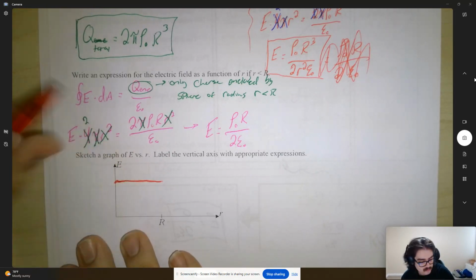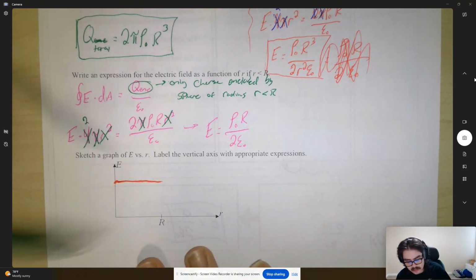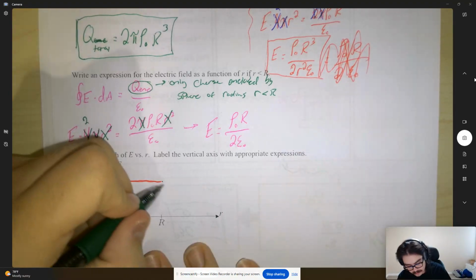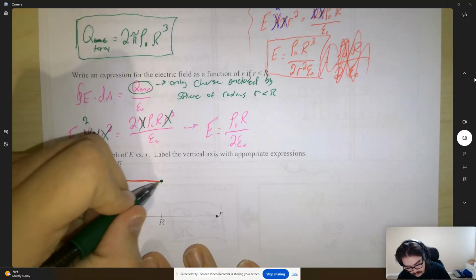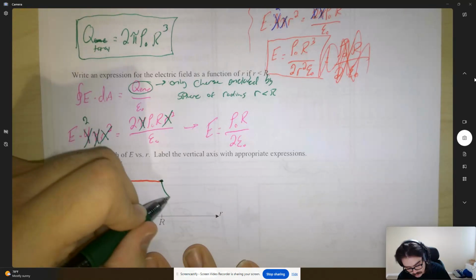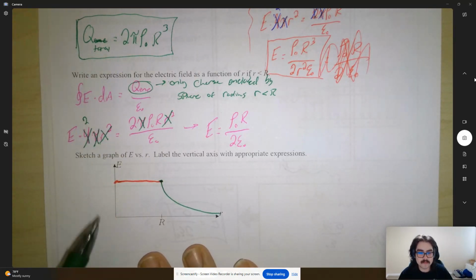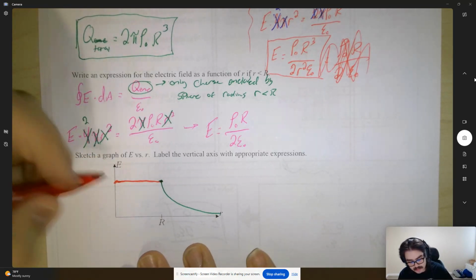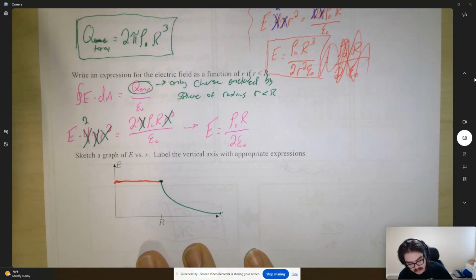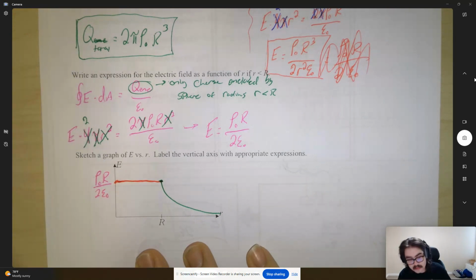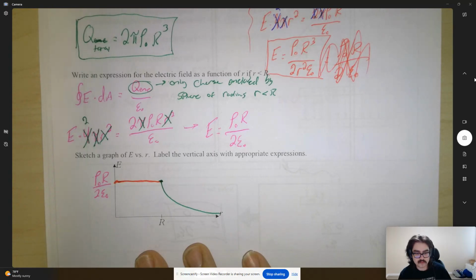until you hit the surface of the sphere, then it changes to the inverse square relationship that we see in the part up here. So it's probably going to look something kind of like this. It's probably going to look a little wonky, but that's about what it would look like. You'll notice that the value up here is just going to be equal to rho naught r over 2 epsilon naught, which is what we got there, and then it'll decrease down, inverse square.